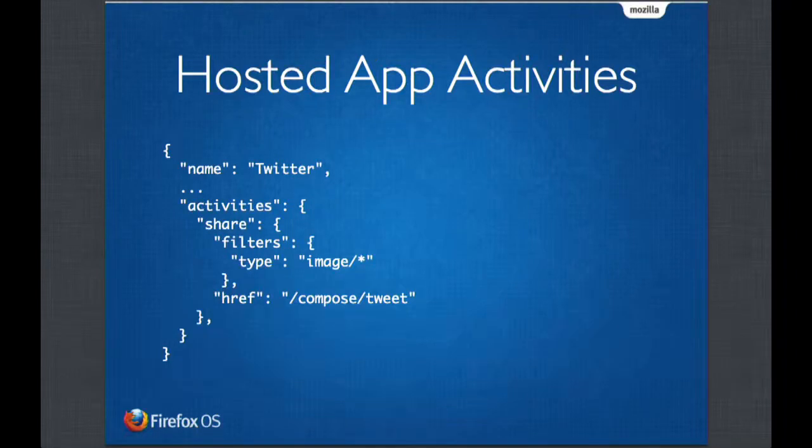How this works is really simple. You just add a little activities section to your manifest file, and you say, I support the share activity for everything that looks like an image. And when the user wants that, open my application at /compose/tweet. And through a little JavaScript API, Twitter can now ask, hey, was I opened from a web activity? And if so, what's the image that I need to share?